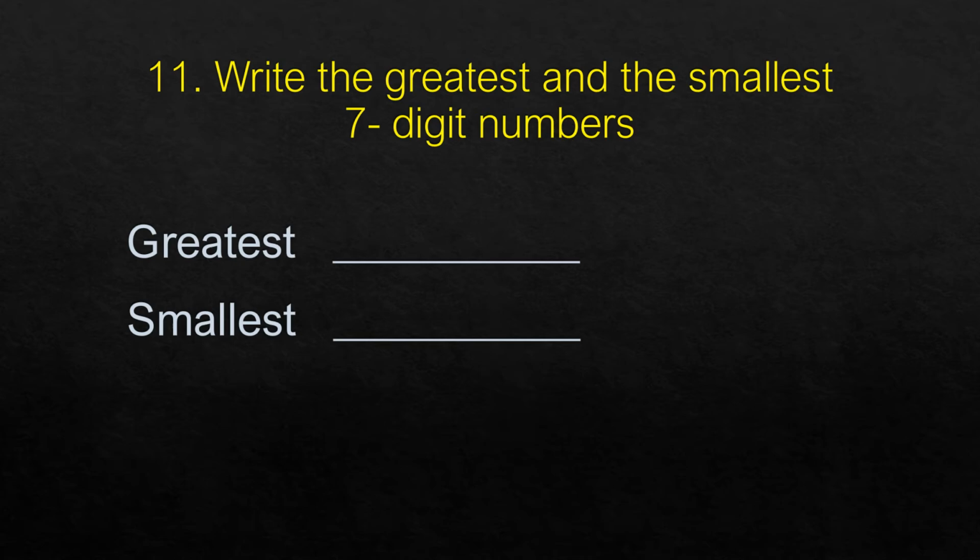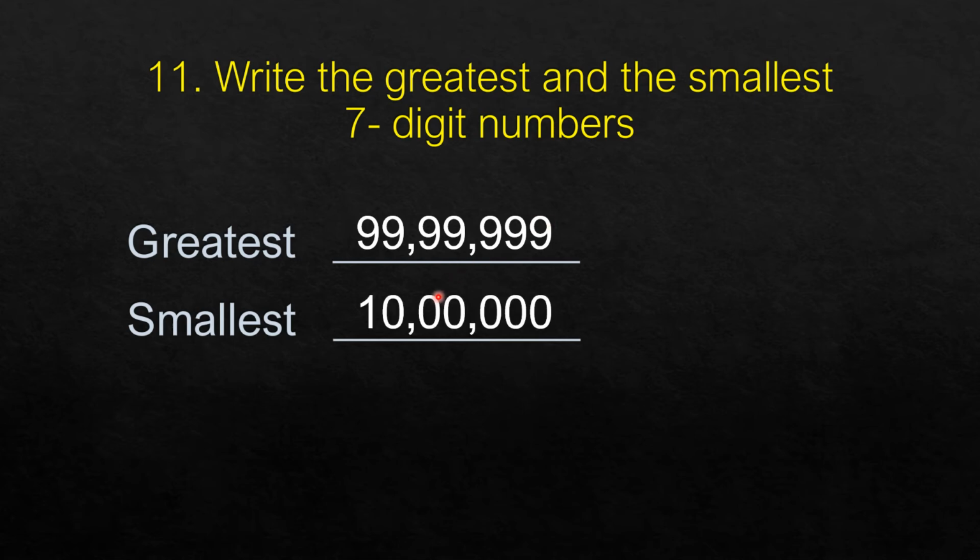Write the greatest and the smallest 7-digit number. So, 7-digit number. The greatest 7-digit number is 99,99,999. So we have 1, 2, 3, 4, 5, 6, 7. 7 numbers are there. Now the smallest 7-digit number is 10 lakh.